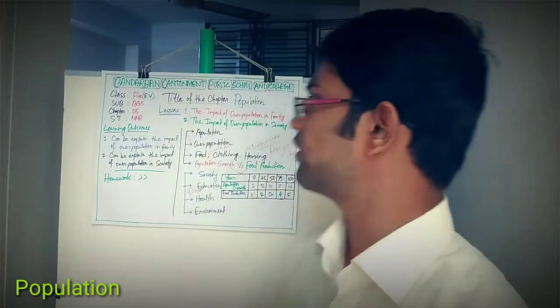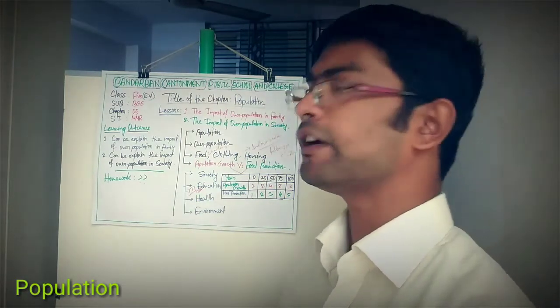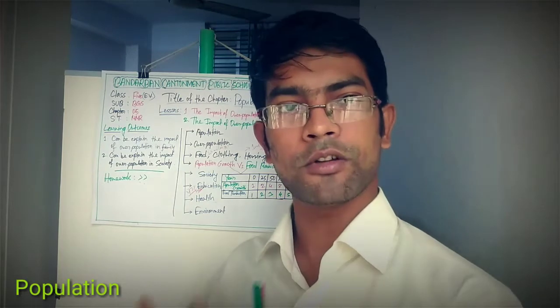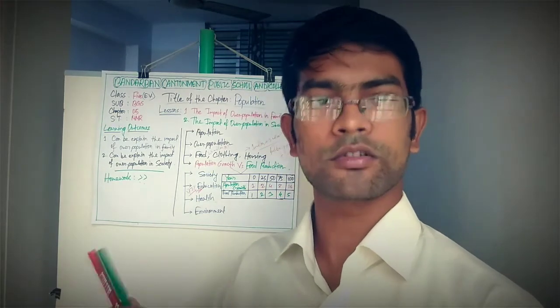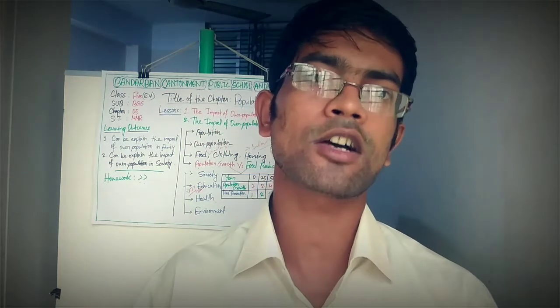Okay, let's start. The impact of overpopulation in family. Okay, population. What is population? I have already told this. Population means the people living in a particular area. The people living in a particular area are called population.